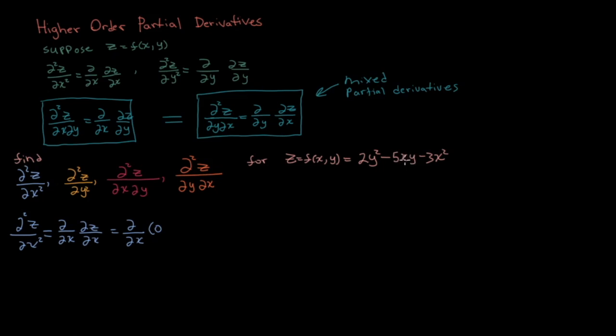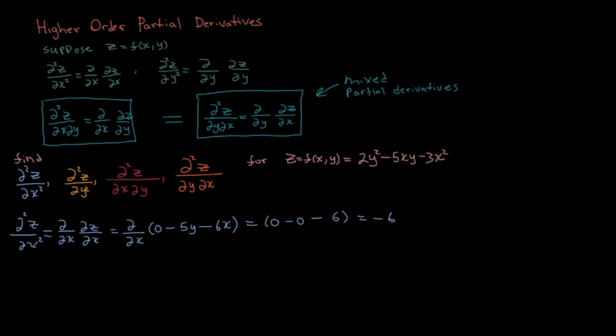We differentiate with respect to x. The y and the 5 are constants. So that will be minus 5y minus 6x. As you can see here, we're going to do another partial derivative with respect to x. So let's do that right now. This goes to 0. The 5y is a constant, so this becomes 0. And then minus the derivative of 6x, which is just 6. And so that will give us negative 6.